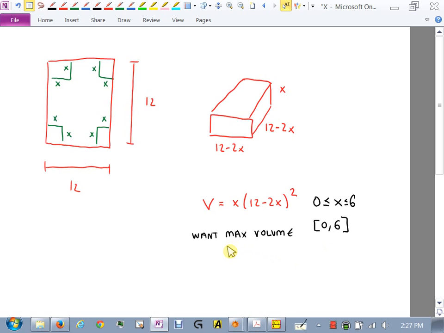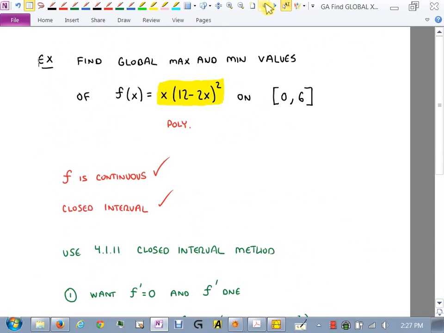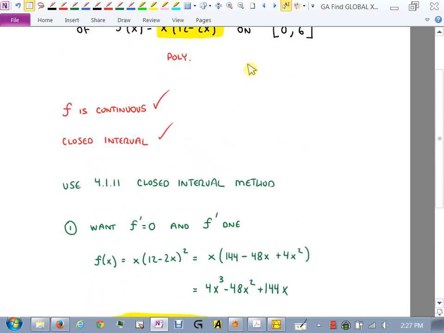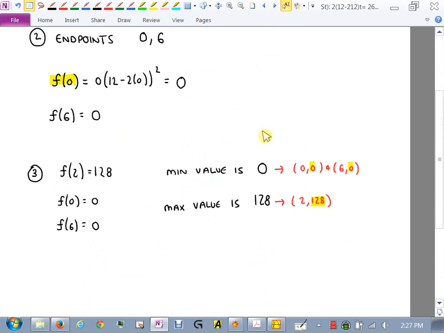So I'm trying to find the maximum value of this function on this closed interval, which is what we just did. Now, I called it f of x, but we could call it v or v of x or whatever. We went through all the work, and we found out exactly that x should be what to get the maximum value? 2. If we let x be 2, we will get a maximum volume of 128 cubic inches.